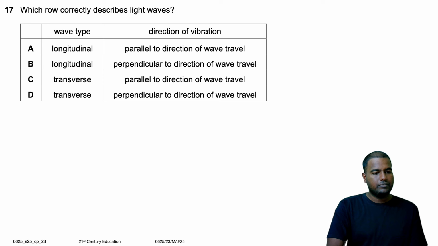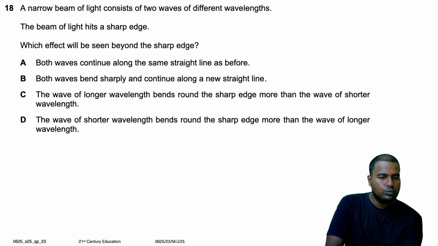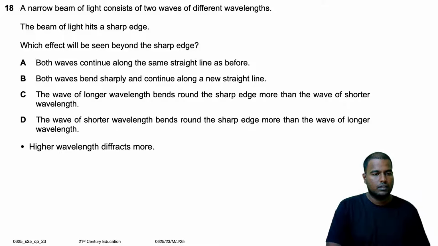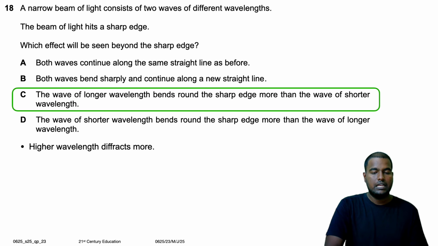Which row correctly describes light waves? A narrow beam of light consists of two waves of different wavelengths. The beam of light hits a sharp edge. Which effect will be seen beyond the sharp edge? Okay. If two wavelengths are diffracted, whichever has the longer wavelength will diffract more. That we know. Higher wavelength diffracts more. So the wave of longer wavelength bends round the sharp edge more than the wave of shorter wavelength. C. Higher wavelength means less energy, so less energy means more diffraction.